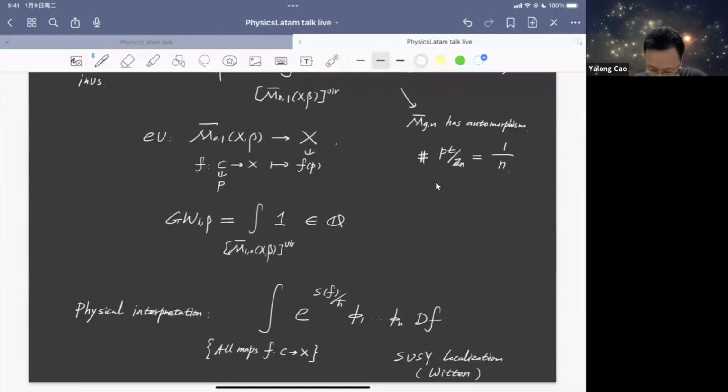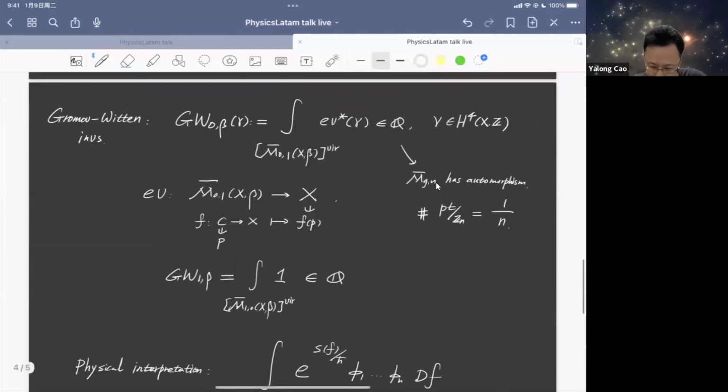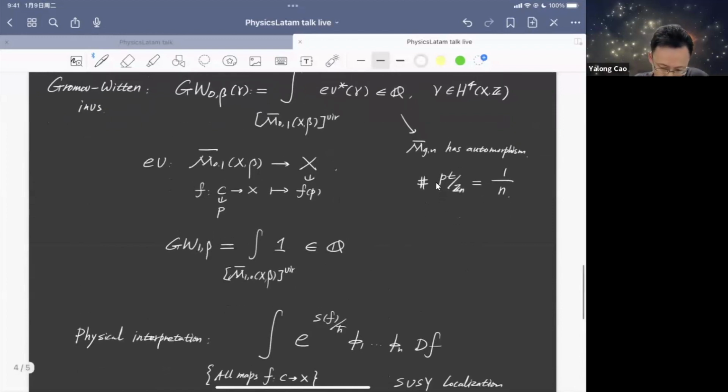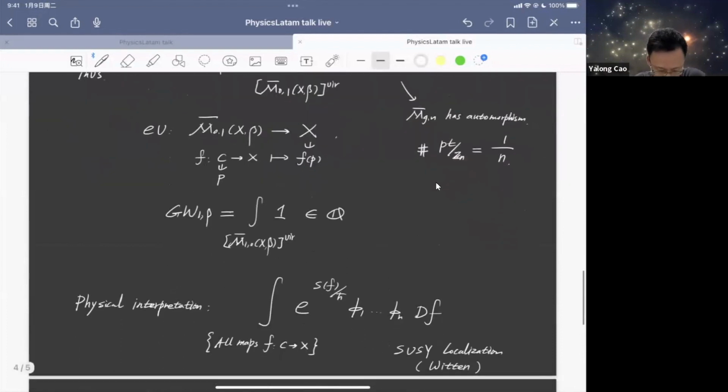Okay, so you see that the Gopakumar-Vafa invariants capture this path integral, and give you a way to make sense of this supersymmetric path integral.